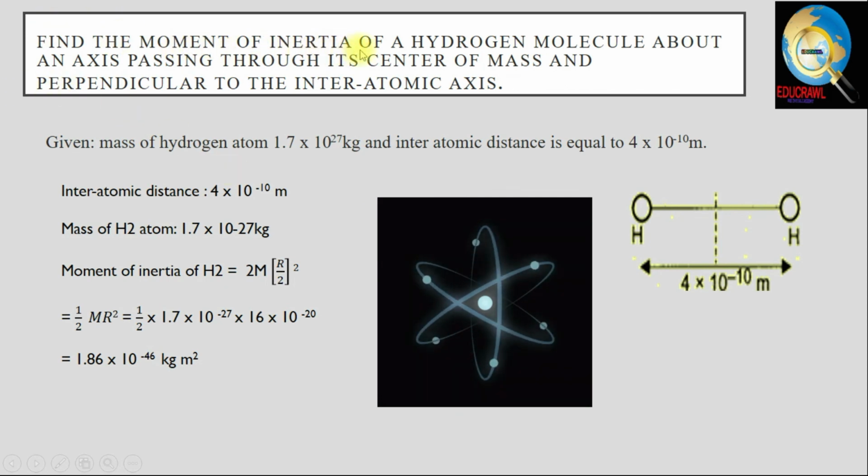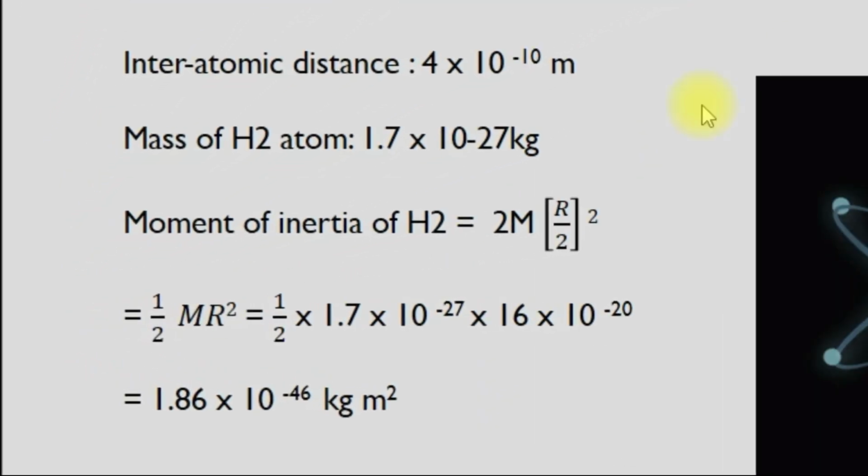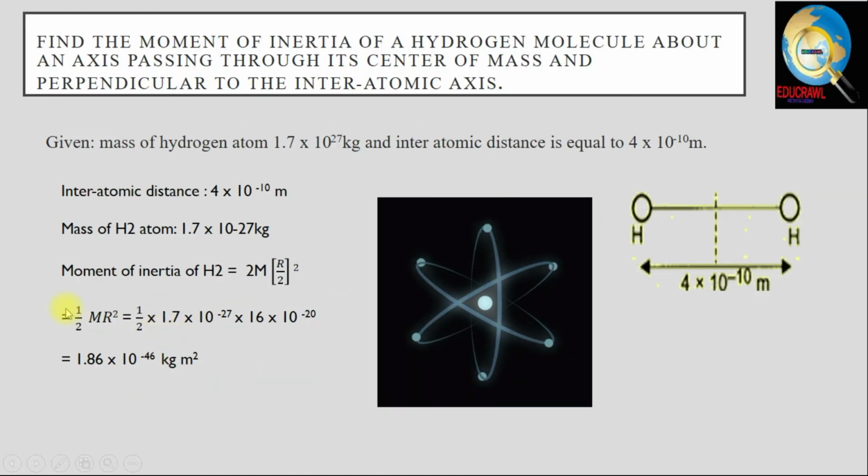The next one. Find the moment of inertia of a hydrogen molecule about an axis passing through its center of mass and perpendicular to the interatomic axis. Given, the mass of the hydrogen atom is 1.7 into 10 power minus 27 kg, and the interatomic distance is 4 into 10 power minus 10 meter. We need to find the moment of inertia. So the moment of inertia is given by half m r square. This is once again got from the tabular column. The shape of the hydrogen atom is found to be a sphere, so here we use the moment of inertia value of a sphere.